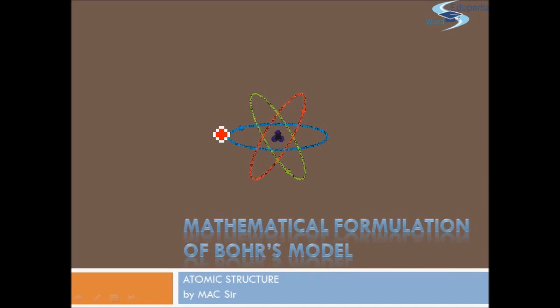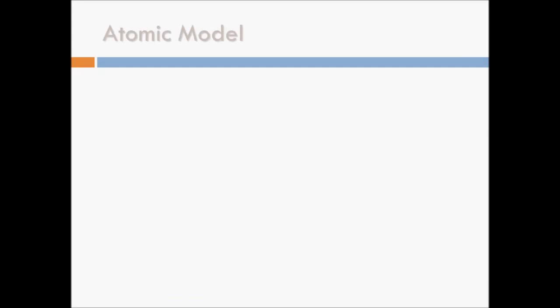In this session of atomic structure, we'll look at the mathematical derivation, or mathematical formulation, of Bohr's atomic model. We have already seen the theory part of Bohr's atomic model. We have seen the postulates as given by Bohr, and we have also tried to understand the meaning of those postulates. Now we'll go into the depth of those postulates and see the mathematics that comes out from there. So let's have a look at the atomic model of Bohr once again.